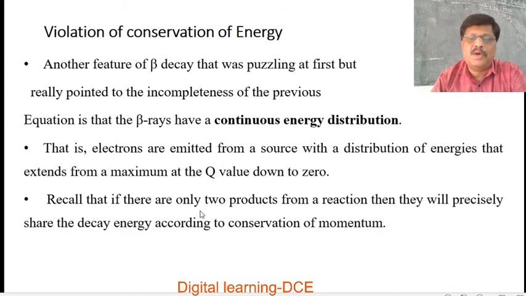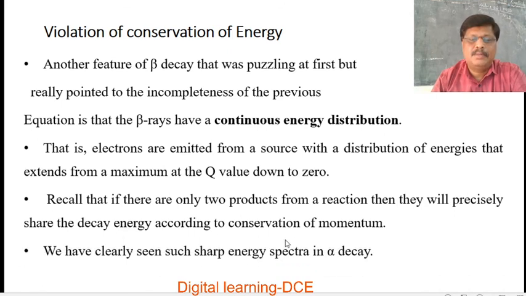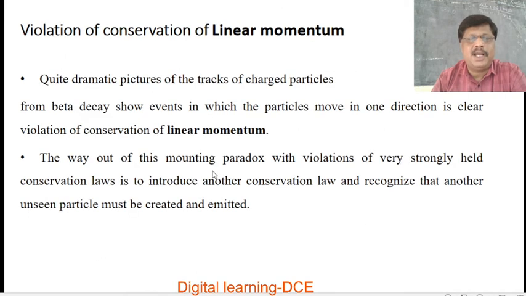Recall that if there are only two products from a reaction, then they will precisely share the decay energy according to conservation of momentum. We have clearly seen such sharp energy spectra in alpha decay. So this can be seen in alpha decay, but beta decay has a continuous energy distribution. How this continuous energy distribution in the beta spectrum takes place cannot be explained by the previous equation. Hence there is a violation of the law of conservation of energy.